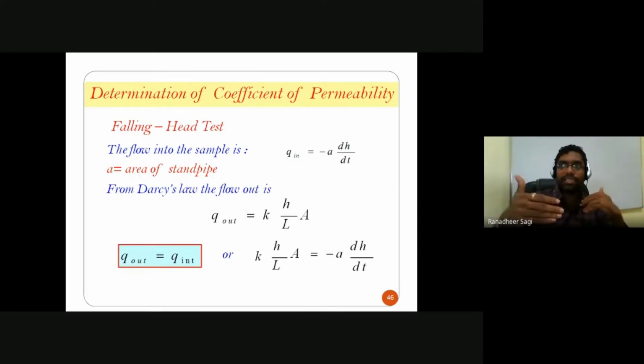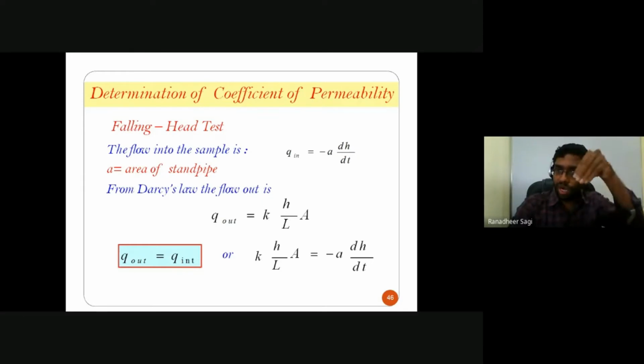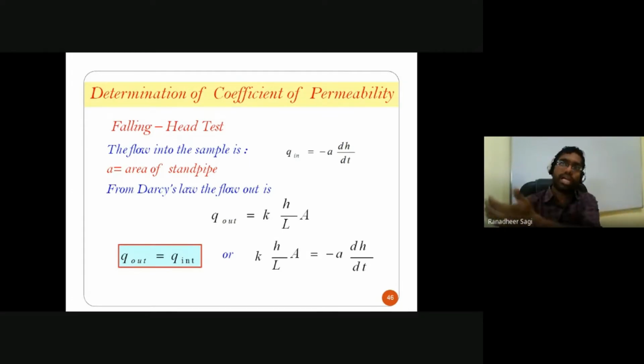What is the length through which the flow took place through the soil sample? It's nothing but L. And what is the cross sectional area through which the water seeped in? That's nothing but A. Capital A here indicates the cross sectional area of the soil sample. Small a here indicates the cross sectional area of the stand pipe in which the water is stored on the upstream side. So whatever rate with which the flow is entering, the same rate the water has to flow out. That's the continuity condition I am referring to.